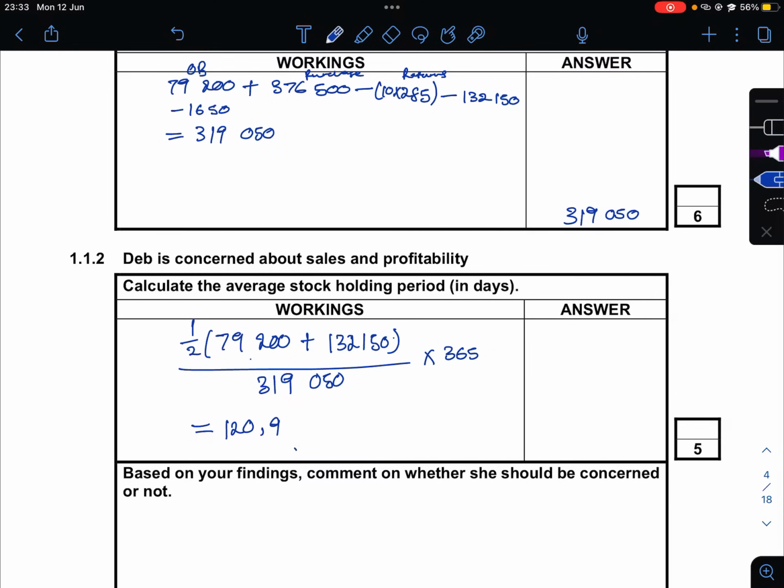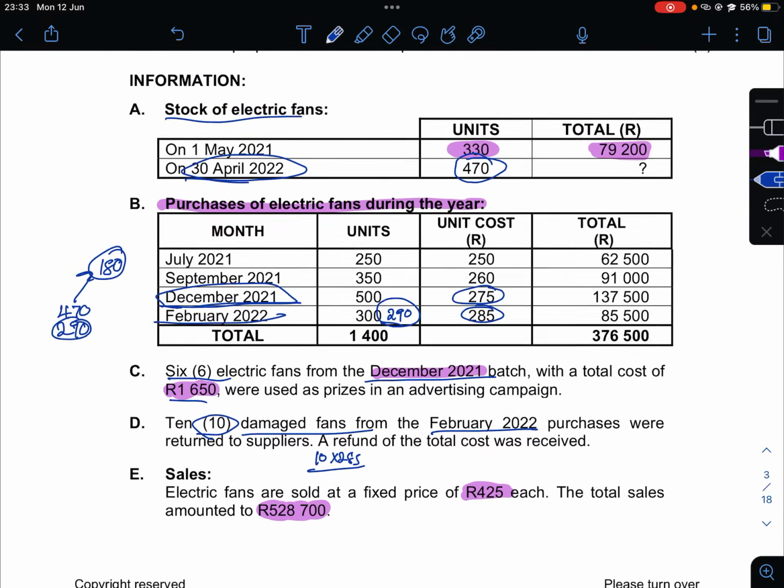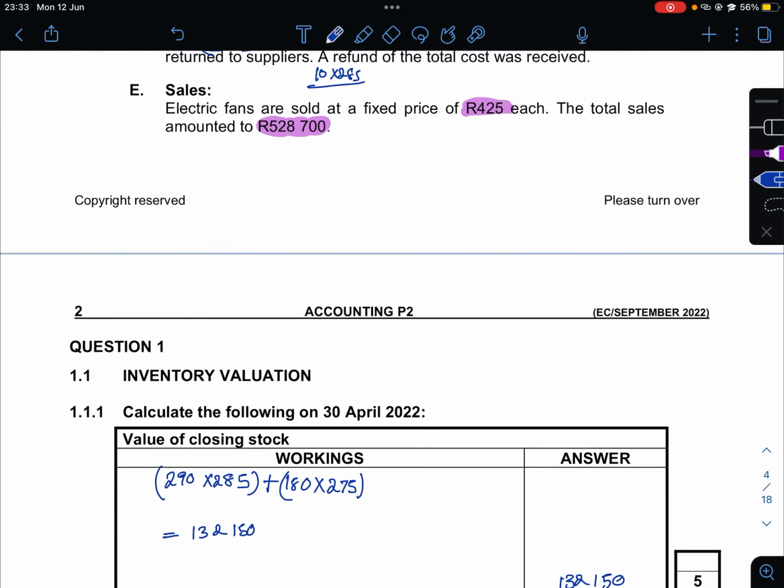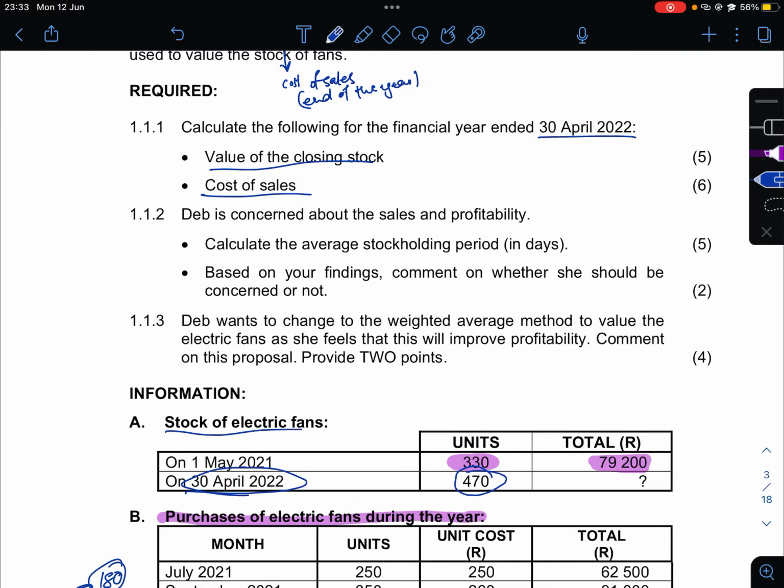120.9, but you can just simply say 121. Yeah, just 121 days. And then the next question says, based on your findings, comment on whether she should be concerned or not. So looking at what they're selling, what?